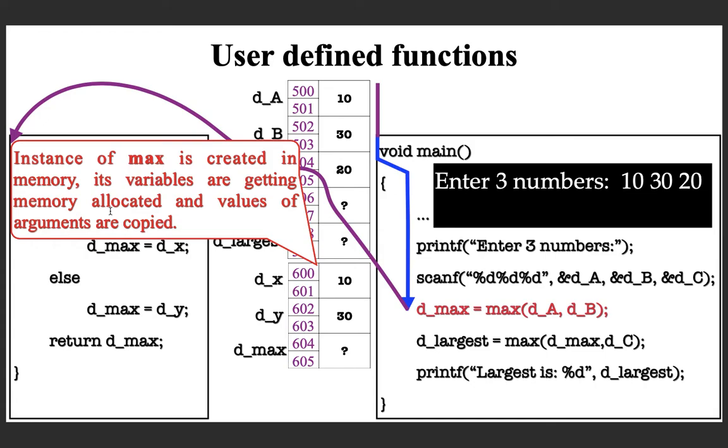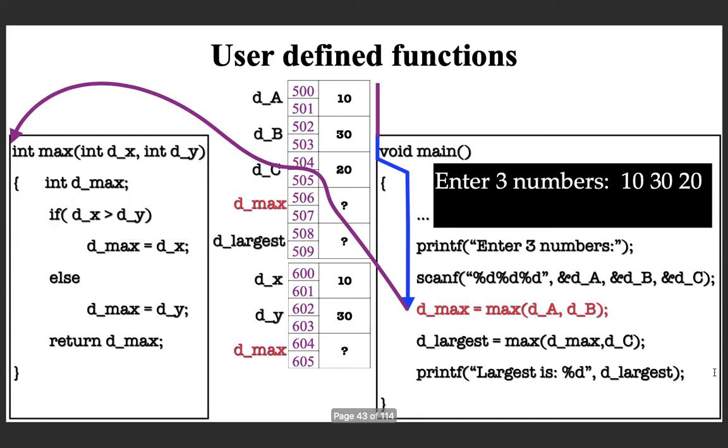Okay, and the arguments are passed. Now you can see that from here the value of dA, which is 10, and the value of dB, which is 30, is passed, and which are now copied into the corresponding arguments here. Dx is getting 10 and dy is getting 30. Okay, that's how it happens. Now it progresses down in the function. It comes to this condition checking. Dx of this instance is 10, which is not greater than 30. So the condition check fails, and thus the control comes to the else part.